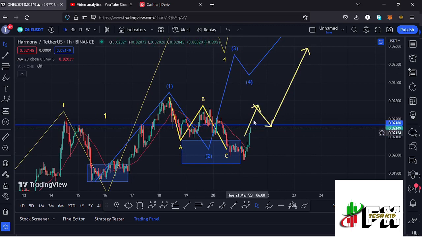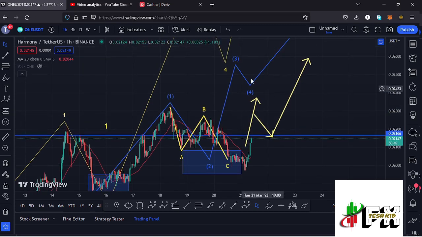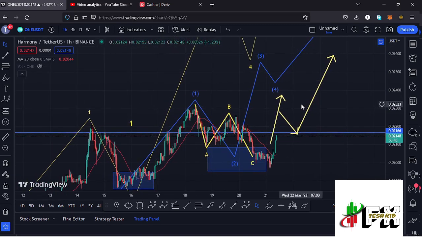And the moment we managed to break above our key area of resistance at around the $0.02166 mark, and also see a retest, then continue gearing up, and also see a break above the highs at around the $0.02272 mark and the $0.02323 mark, then that will be enough confirmation that whatever we are seeing is the start of this wave 3 to the upper side. So that is what I'm watching here on the Harmony One chart.